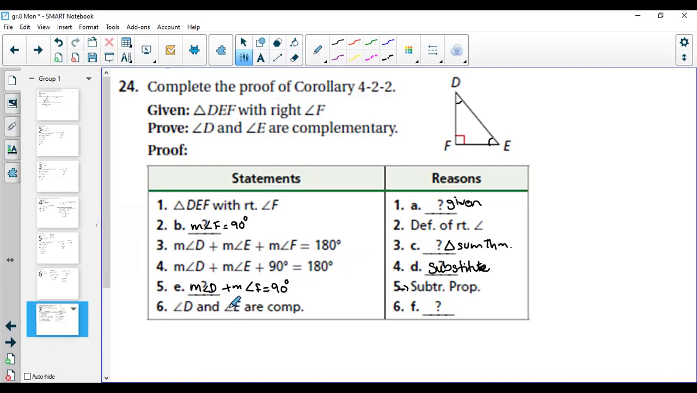Now angle D and E are complementary. That's the last statement you need to write. Angle D and E are complementary. Why is that? Because of the definition of complementary angles. D and E are complementary because they are complementary. So that's why we have to write the definition of complementary angles. So this also comes with only practice and understanding, because you need to think well. This is how we prove something in math.